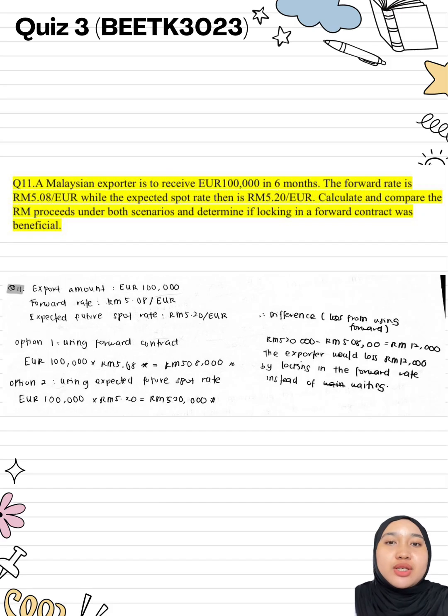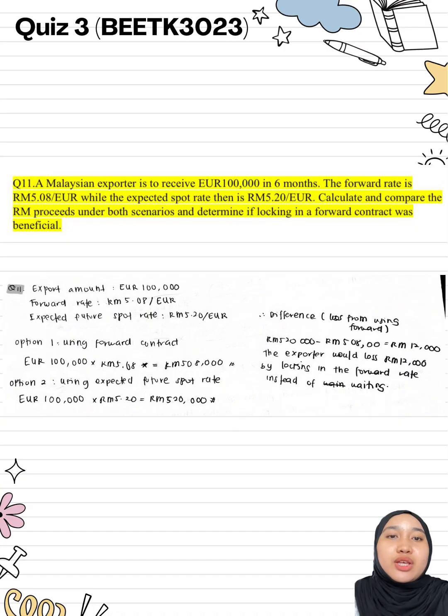A Malaysian exporter expects to receive 100,000 euro in 6 months. They have two choices. First, lock in a forward rate of 5 ringgit 8 cent per euro, and second, wait and convert using the expected future spot rate of 5 ringgit 20 cent per euro. So let's calculate both. With a forward contract, we get 508,000 ringgit. Using the expected spot rate, we get 520,000 ringgit.